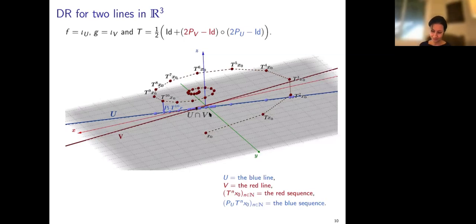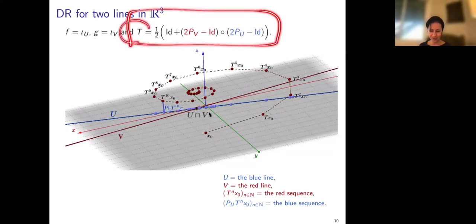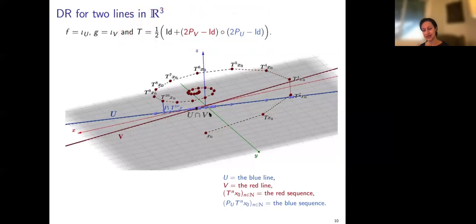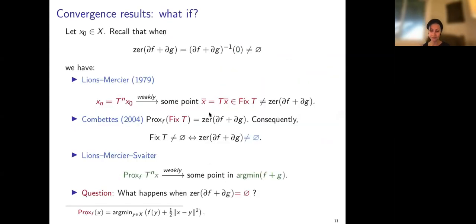Just to show you what T looks like in this case, that is what we called RA, and that's what we called RB. In this case, this is just the reflector through the line. PU is the orthogonal projection, and when we take 2 times the projection minus the identity, you get the reflection through the line. So you apply a reflection through the first line, then a reflection through the second line, and then you average with the starting point. So this is how T operates.